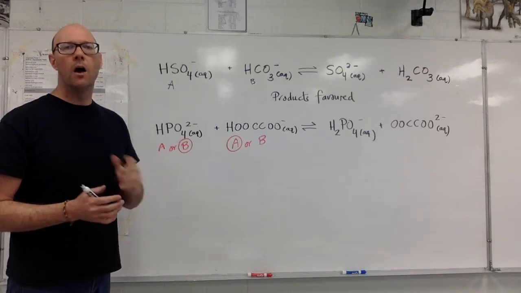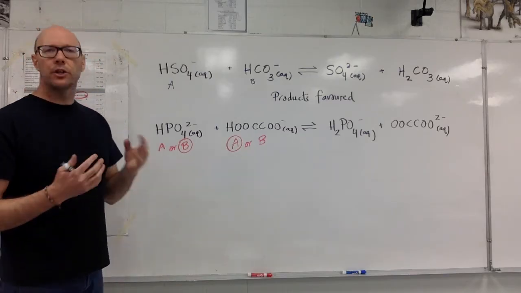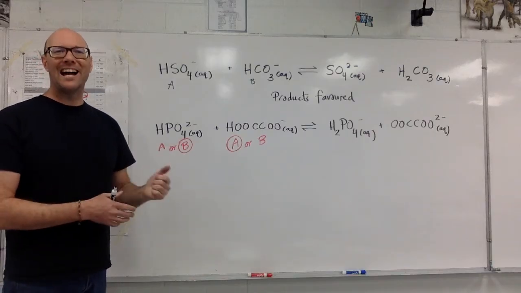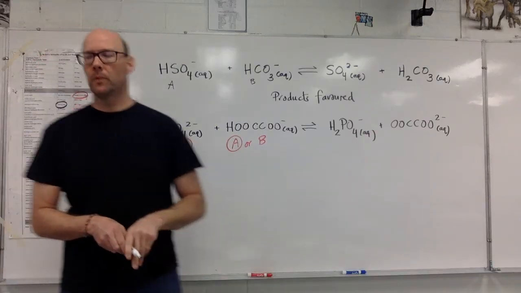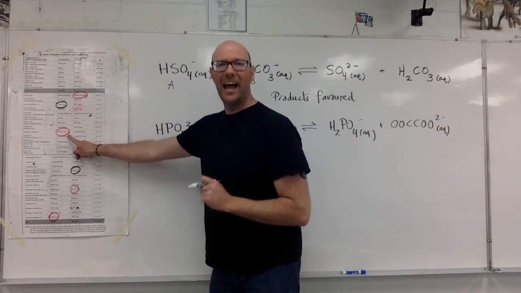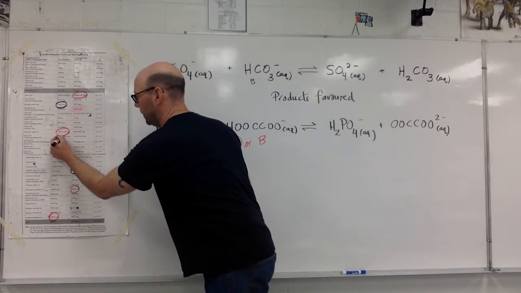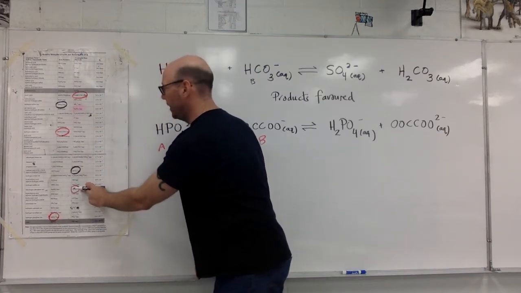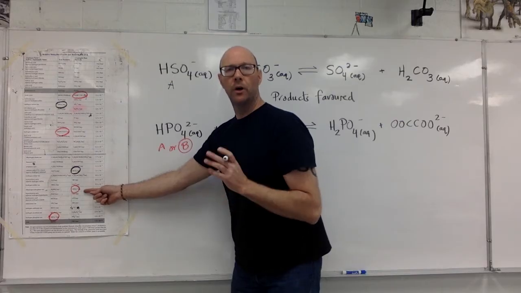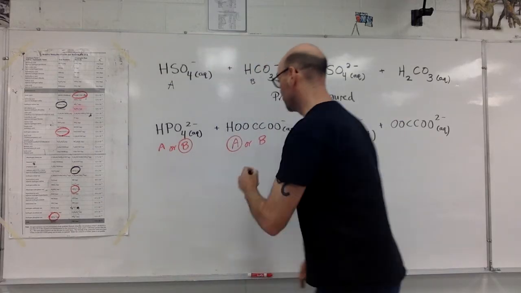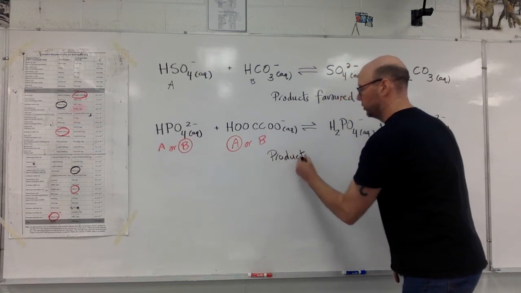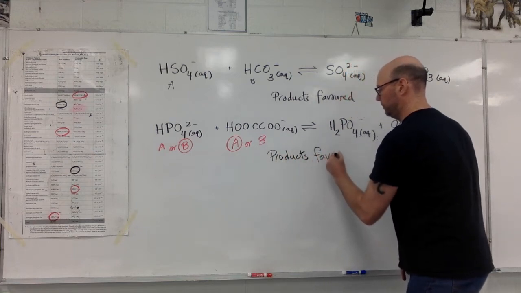Finally, we need to predict the direction of the equilibrium. Are the products favored, or are the reactants favored? We were using the hydrogen oxalate ion as our acid, and here's the hydrogen phosphate ion as the base. The acid is higher up on the table than the base, which, just like our previous example, means that the products are favored.